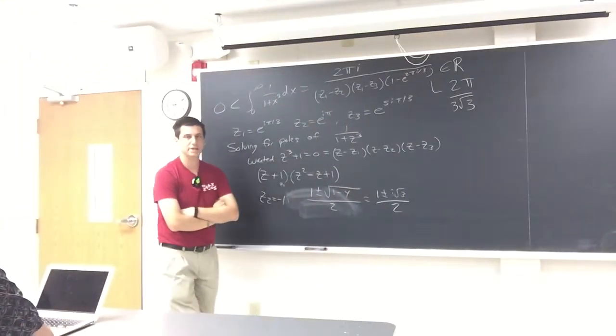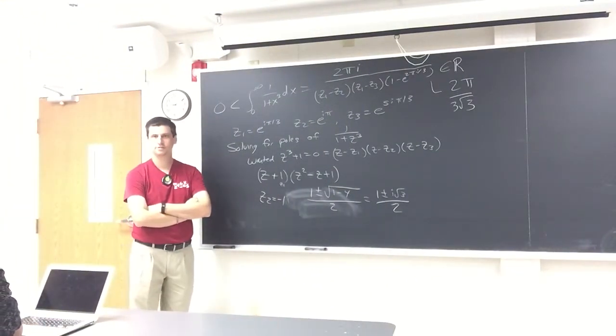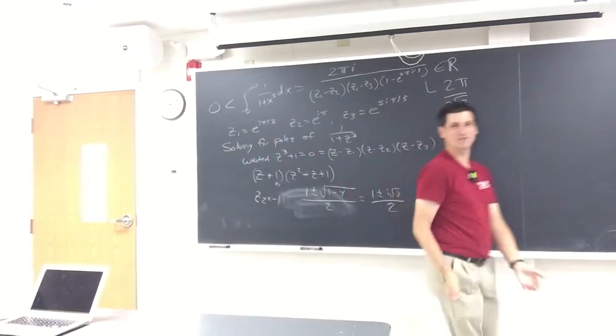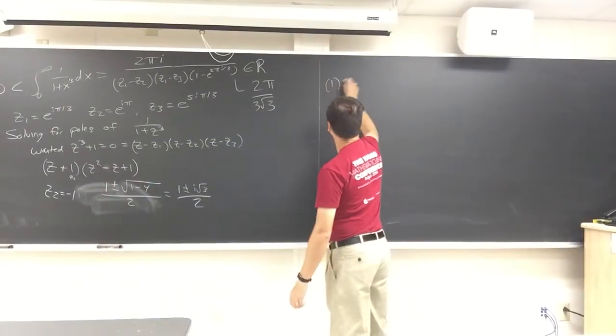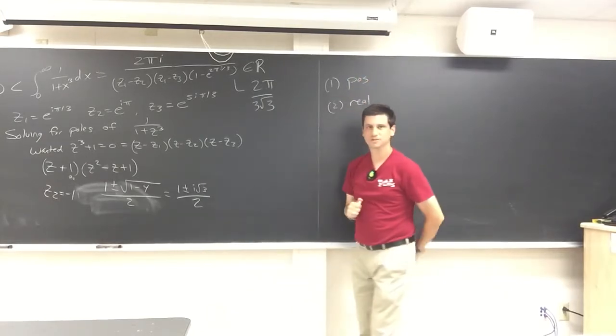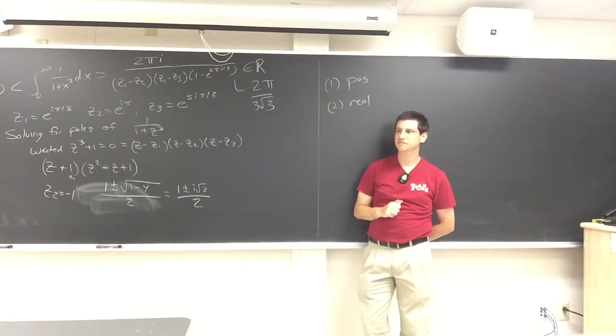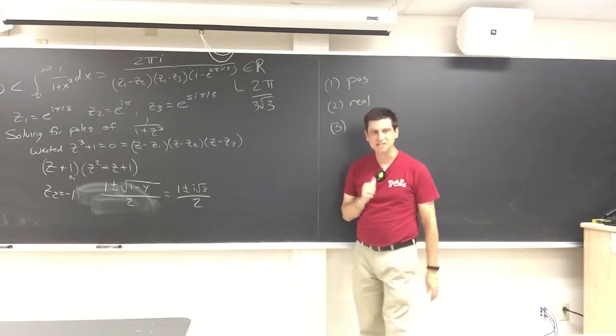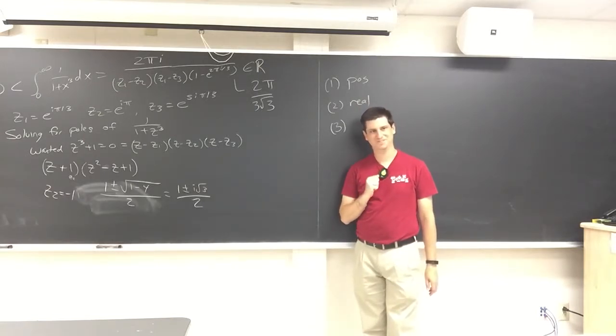Does that seem a reasonable answer, 2 pi over 3 root 3? It's positive. It's real. All right, so let's make a list of good things about this. 1, it's positive. 2, it's real. I'm going to think of 2 other things that are nice about this. Incredibly simple. It's incredibly simple. So what I'm thinking is related to that, it's simple. I would say it's beautiful.